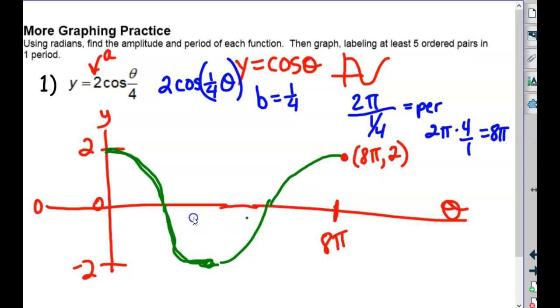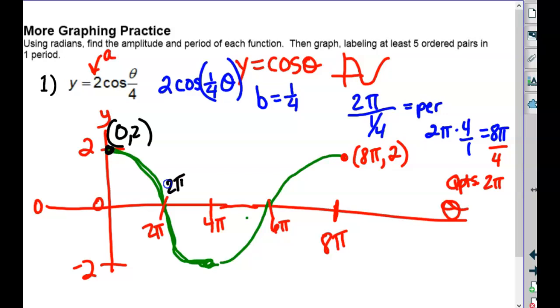Okay, so help me out. What's halfway? If we divide the period by 4, our quarter points are each going to be, these are our quarter points. So 2 pi, 4 pi, and 6 pi. So the ordered pairs real fast. This one is over 0 and up 2. This one is 2 pi, 0. 4 pi, -2, 6 pi, 0.